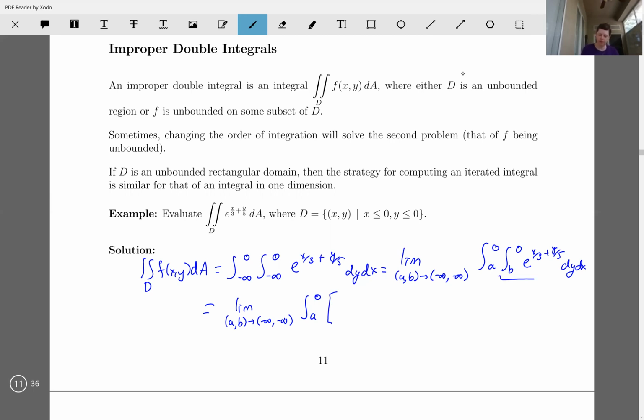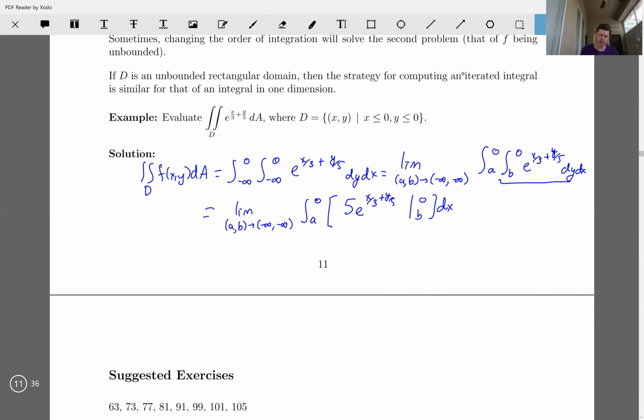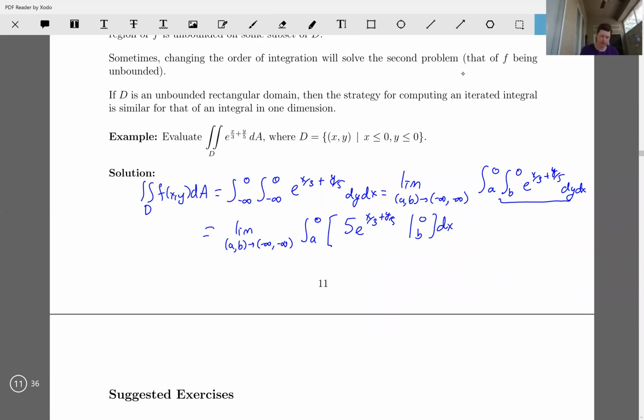So if I'm integrating with respect to y, that's going to give me 5 times the integral of e to the x over 3 plus y over 5, evaluated at our limits. And I didn't leave room for the whole problem because I didn't actually intend to do it. So we have the limit as a, b go to minus infinity. All right, so this is going to give me the integral from a to 0 of 5e to the x over 3 plus 5e to the x over 3 plus b over 5.